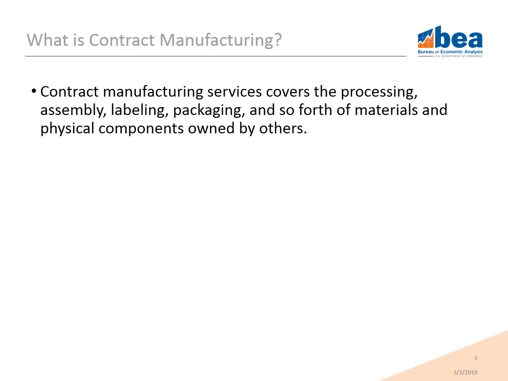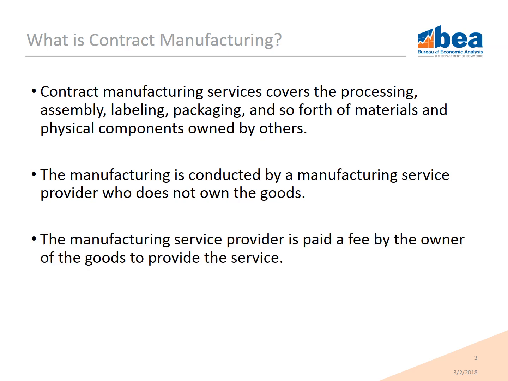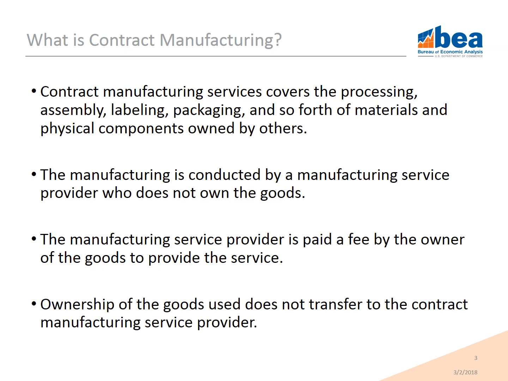Contract manufacturing services cover the processing, assembly, labeling, packaging, and so forth of materials and physical components owned by others. The manufacturing is conducted by a manufacturing service provider who does not own the goods. The manufacturing service provider is paid a fee by the owner of the goods to provide the service. And ownership of the goods used does not transfer to the contract manufacturing service provider.